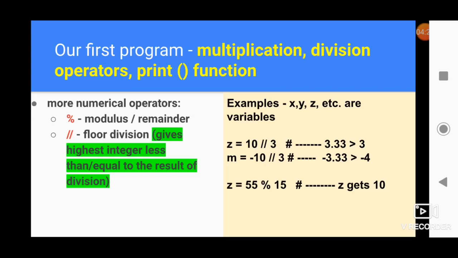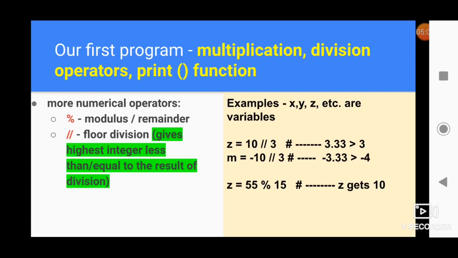As an example, we have written 10 floor division 3. In the first line, z is equal to 10 floor division 3. So what happens here, the division is performed, 10 is divided by 3, and the result is 3.33, as we know. But the floor division operator does not return 3.33. What it does is it returns the highest integer which is less than this value. We know that 3 is the highest integer which is just less than this value 3.33, so the floor division operator returns 3, and z gets the value 3.